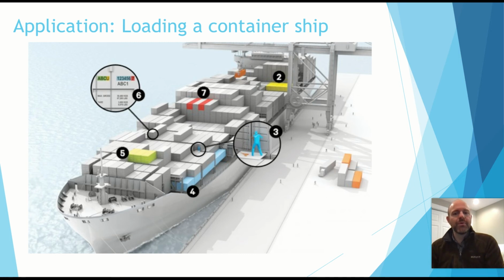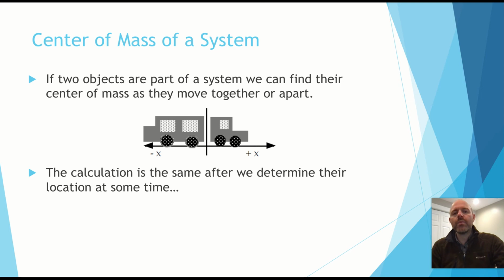But it's very important that you balance this so that the center of mass of this whole system isn't off to one side, or the ship would tip over. We could also do this with just a system of two objects moving relative to each other. If you imagine two vehicles driving in opposite directions, at the beginning, the center of mass of the system is right there in the middle.